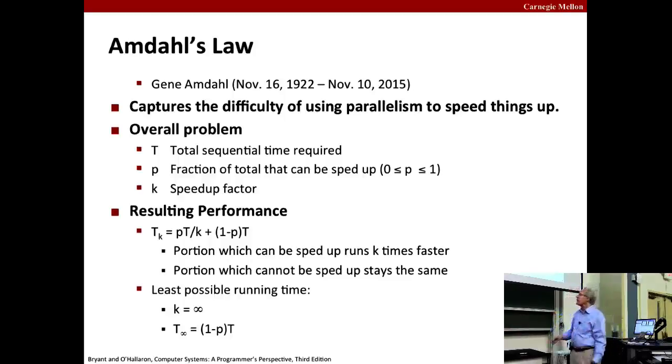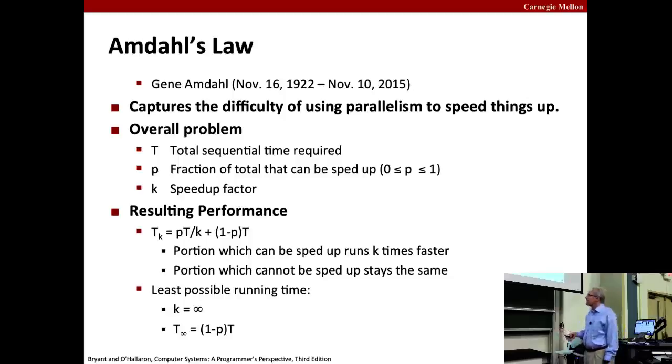Then we can just very simply talk about what will be the benefit of that performance. So we'll call it t sub k. And what it says is the fraction p of the time will be reduced by k. But the fraction that you can't change, 1 minus p, will remain at its old time. And that's Amdahl's law. That's it. That's the whole thing. And one interesting measure is, what if k were infinity? What if we had unbounded resources to speed things up?